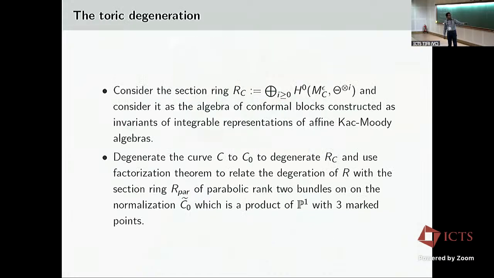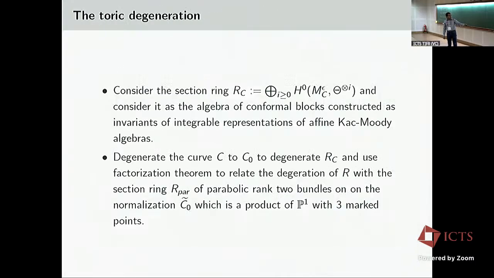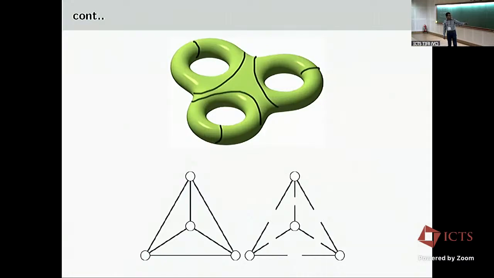Because in the factorization theorem, I have this result, right? This mu and mu dual. So if you start with a conformal block or invariant where you have some alpha here and you have beta here, you cannot join them. You can only join alpha and beta if beta is equal to alpha dual. So to take care of that, we have this torus.